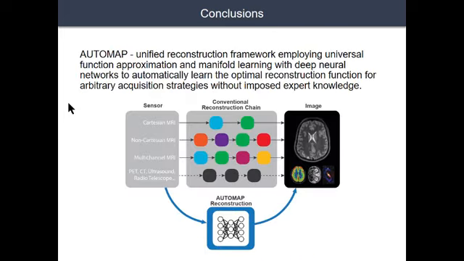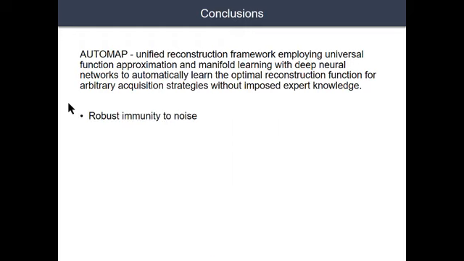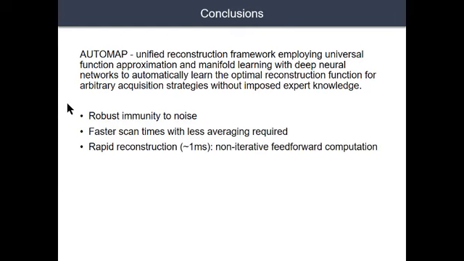So in conclusion, we've developed this new paradigm for image reconstruction, AutoMap, a unified reconstruction framework employing universal function approximation and manifold learning with deep neural networks to automatically learn the optimal reconstruction function for arbitrary acquisition strategies without any imposed expert knowledge. We've demonstrated robust immunity to noise, surpassing conventional techniques, and this means faster scan times, like less averaging or higher undersampling factors. And again, once the network is trained, because the network is feed-forward, we have rapid non-iterative reconstruction on the order of milliseconds.